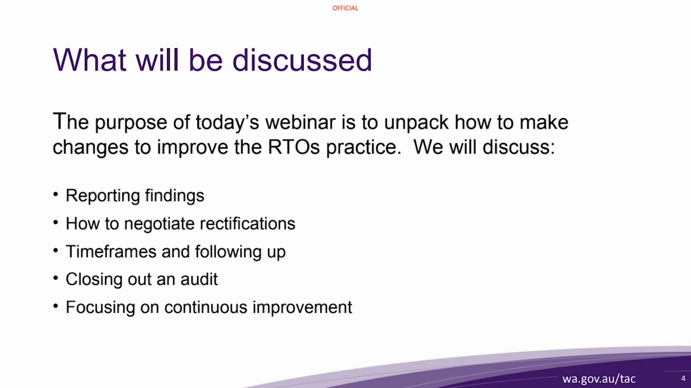So today in session 3, we are talking about those things that round out the internal audit process. In session 1, we talked about all of the planning and logistics things that we might do for an audit. In session 2, we talked about how to actually conduct the audit, and our session today is focused on how we might report our findings out of an audit, how to negotiate rectifications with the people that we have audited, timeframes and follow-up and the things that you need to consider there, how you might close out an audit, and again touching on that focus on continuous improvement.